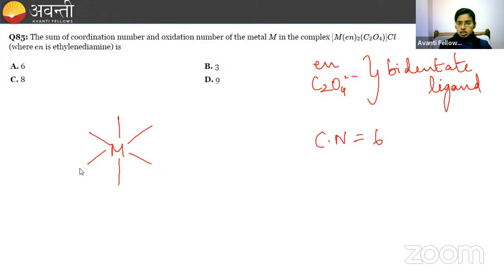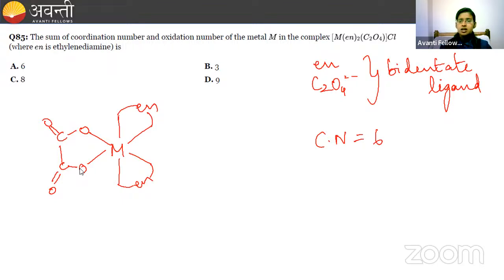So let me draw the structure. Suppose this is one ethylenediamine and this is the other ethylenediamine. This one is the oxalate ligand where I have C2O4 2 minus. So it will not come like this. Here we have to write the carbon. So it is C2O4 2 minus. Okay, so this is the oxalate ligand and you can see that there are 6 donor sites for these 3 ligands. So the coordination number is 6.